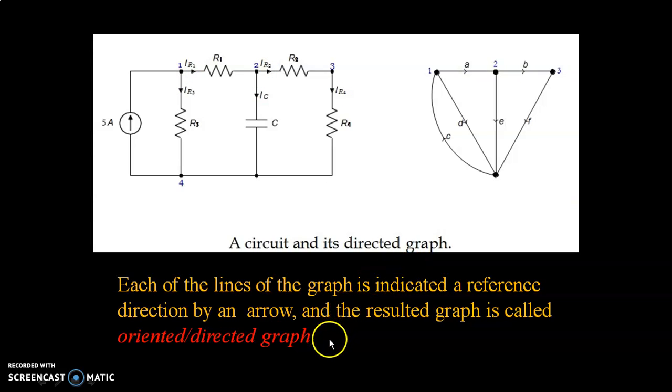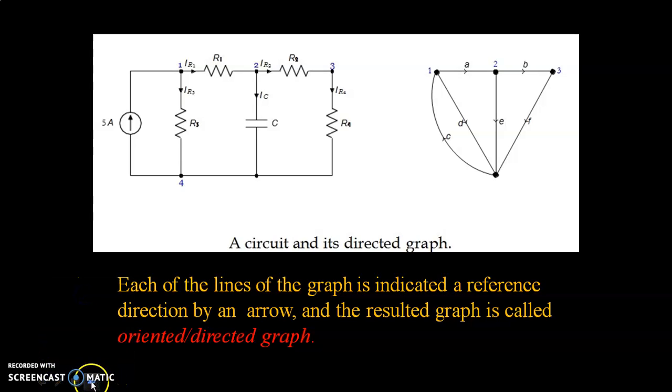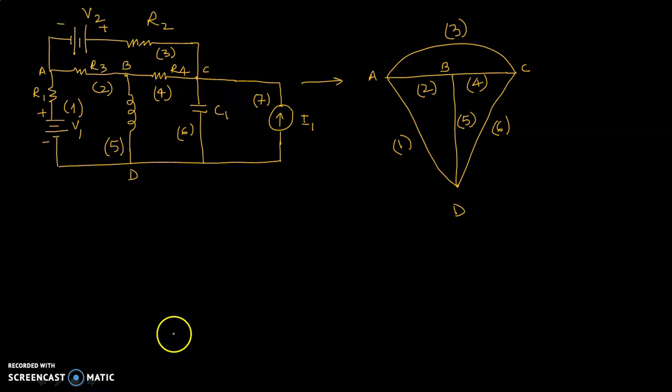So we have seen what makes a graph an oriented graph or directed graph. Let us move forward to understand one more example. See this?